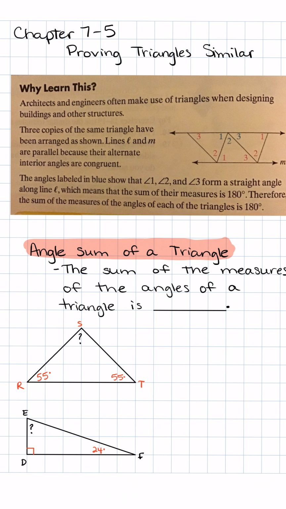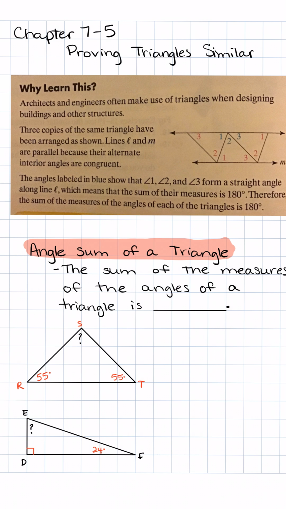Hi class, today we're looking at Chapter 7, Lesson 5, Proving Triangles Similar. So, reason to learn this. Architects and engineers often make use of triangles when designing buildings and other structures. So 3 copies of the same triangle have been arranged as shown. So we are looking at these right here.